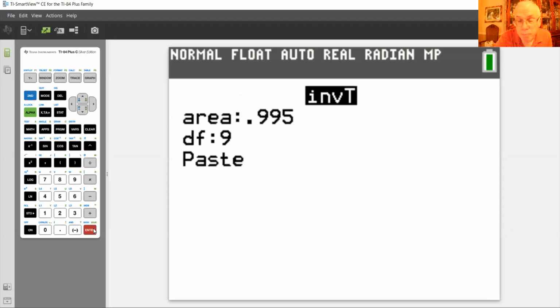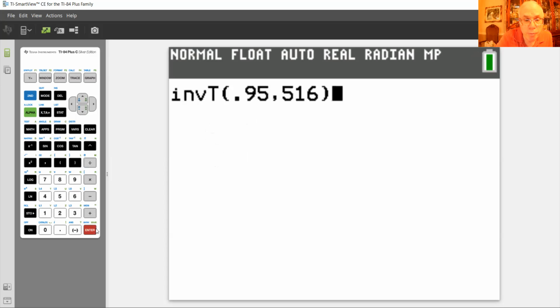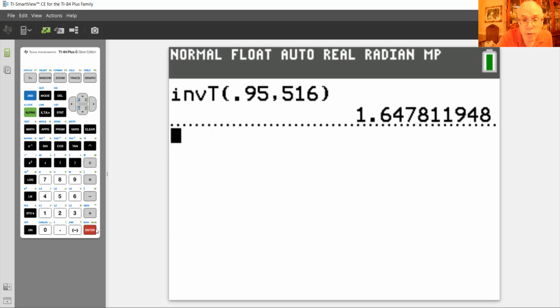All right, 90% confidence interval means the middle area is 90%. That means the two tails are 5% each. That means the area to the left of the right endpoint is 0.95. Degrees of freedom, well, the sample size is 517, so we're going to use 516 as our degrees of freedom. Hit enter. There is 1.6478. That's our T critical value for 90%.